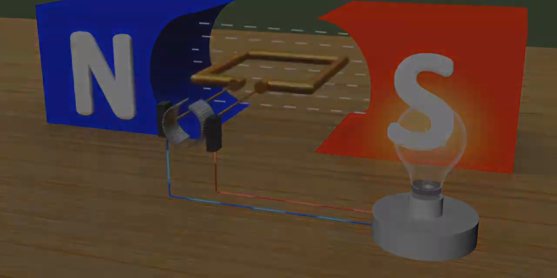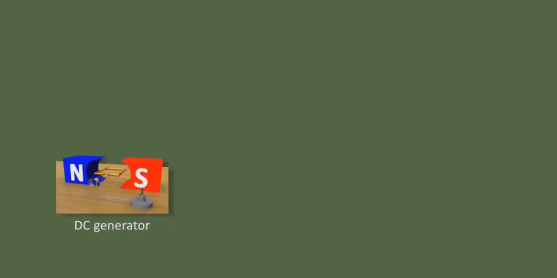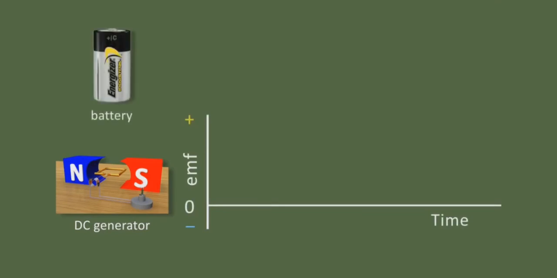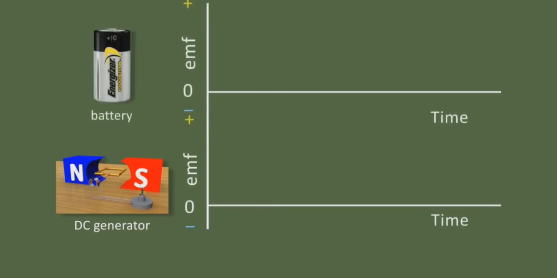Let's see the difference between the EMF from a DC generator and a battery. The EMF from battery is of constant intensity and without any fluctuations. But the EMF from the DC source is pulsating.